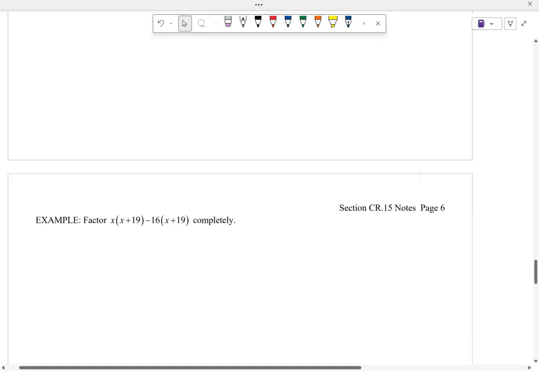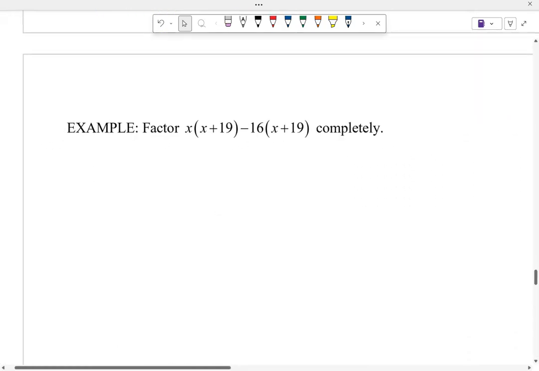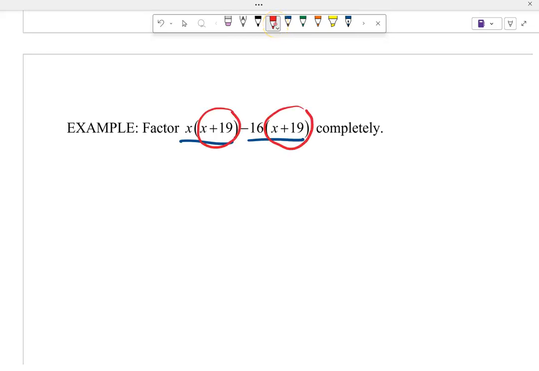This one's a little bit different now. Notice I have x times x plus 19 minus 16 times x plus 19. So I got two terms here. I got this term, I got minus that term. But notice they both share an x plus 19. So I'm going to take out an x plus 19. And what would I be left with? I'd be left with x minus 16.